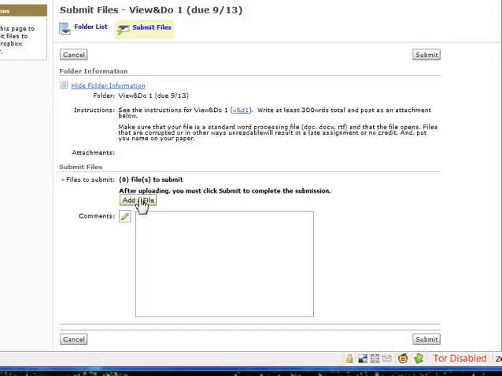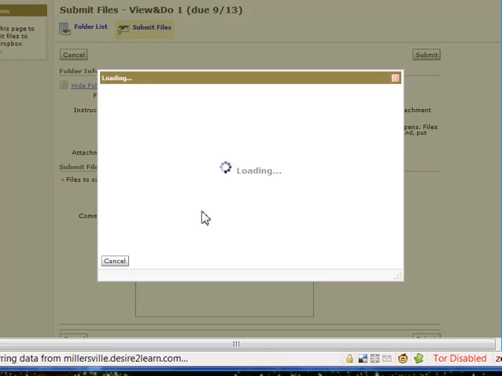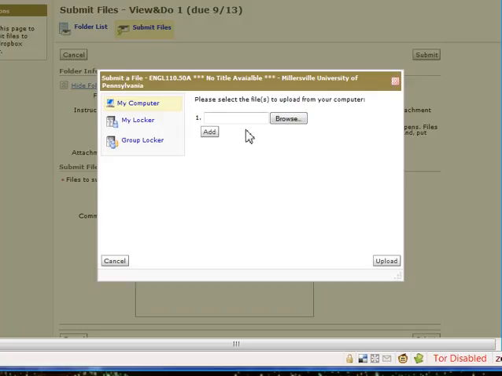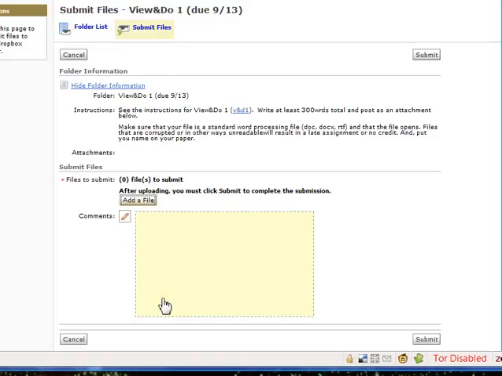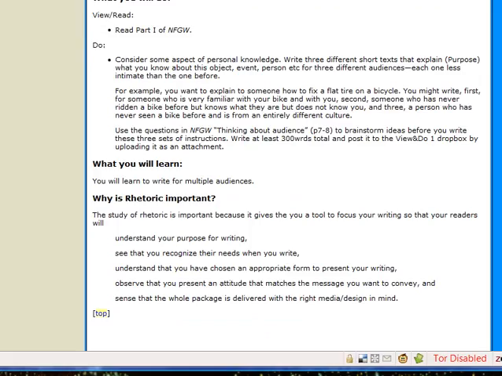And then you're going to click on this, and you're going to basically upload your file here. Make sure that the file is something that opens. Test this out for yourself, because if it doesn't open, I can't read it and I can't grade it. So make sure it opens. Write it in a doc file of some sort. All right, so that's about it.